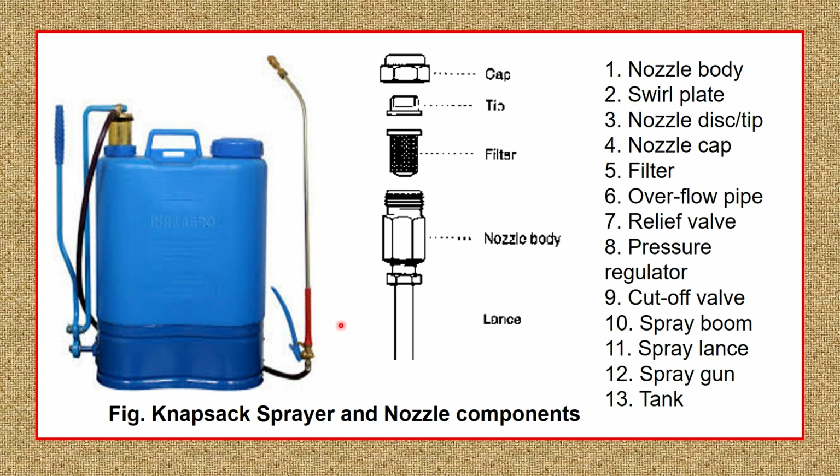The spray boom is a pipe-like structure where more than one nozzle will be attached to it, whereas this part of the sprayer is called the lance, and if it is equipped with only one nozzle, then it is a single nozzle lance. Otherwise, if there is more than one nozzle, then it becomes a boom. And the spray gun, and the tank.